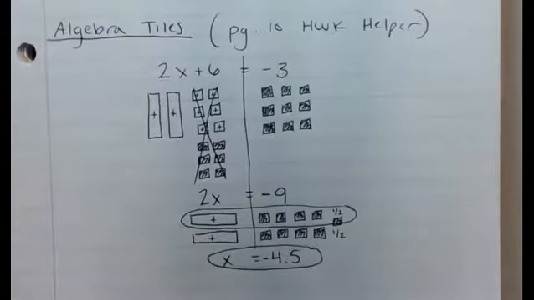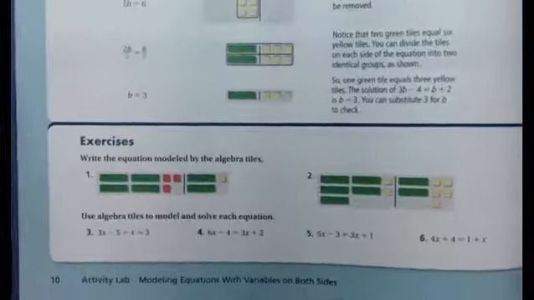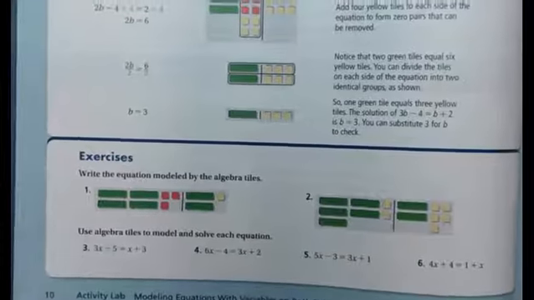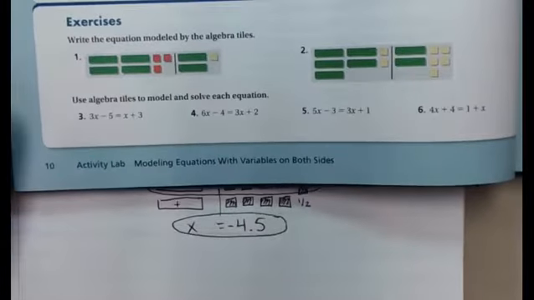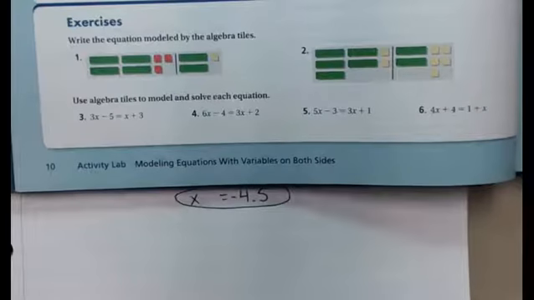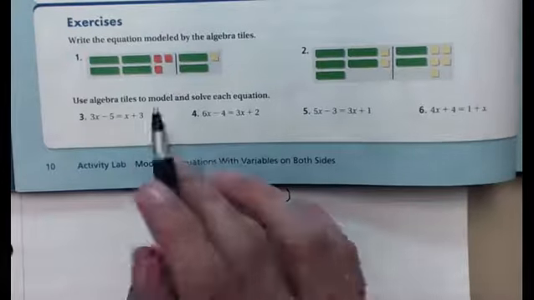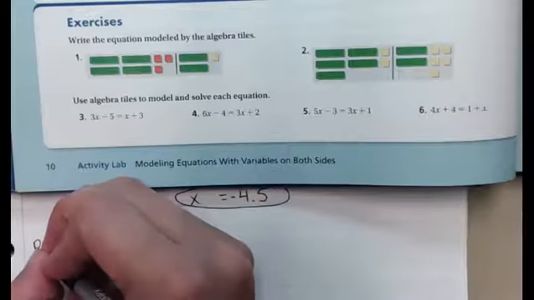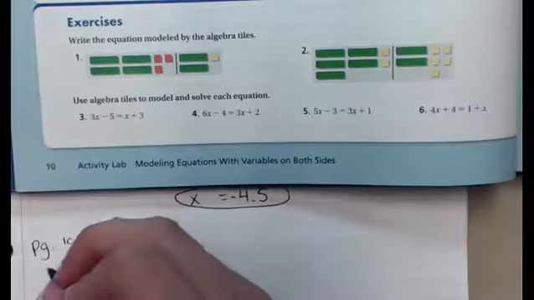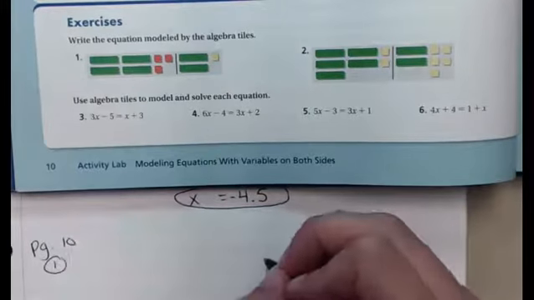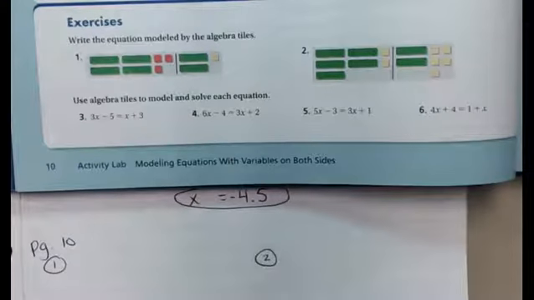What I want you to do is look back on that page that's the homework helper on the 5 questions at the bottom. Somewhere in your notes, which I'm just going to continue right here, I want you to write the equation for, let's just do 1 and 2. So page 10, and I want you to write the equation for number 1 and 2 based off the algebra tiles. You do not have to solve it. So take a couple minutes to do that. Whenever it's done, Miss Osborne will push play.